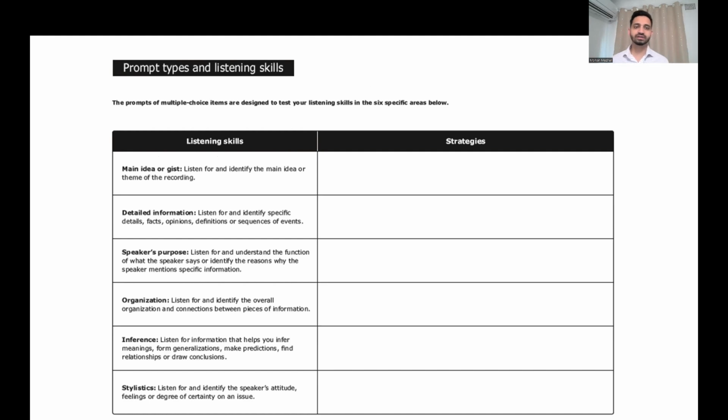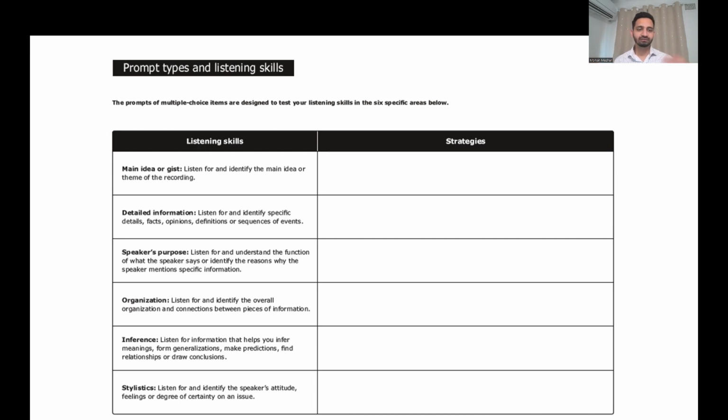The first type of prompt that could be presented to you would be main idea or gist. So it could be asking, what is the main idea of this recording? So you've got to listen for and identify the main idea or theme of the recording. You really need to listen for the topic of the recording, right? You need to understand what the main theme is, what this recording is about.